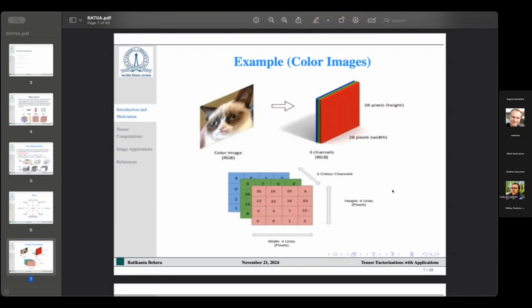That means we can make it a tensor representation: one red matrix, one green matrix, and one blue matrix. Based on this RGB, that is a third order tensor, whatever operations or processing we want, we can do it: image processing.